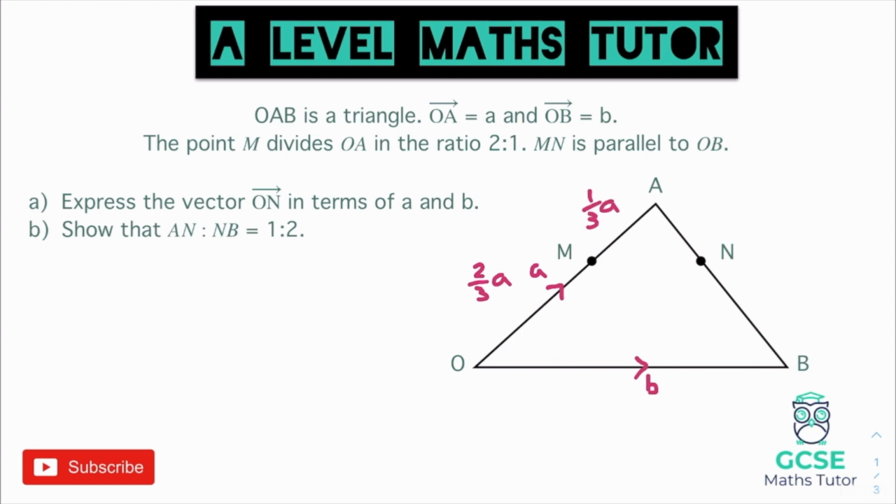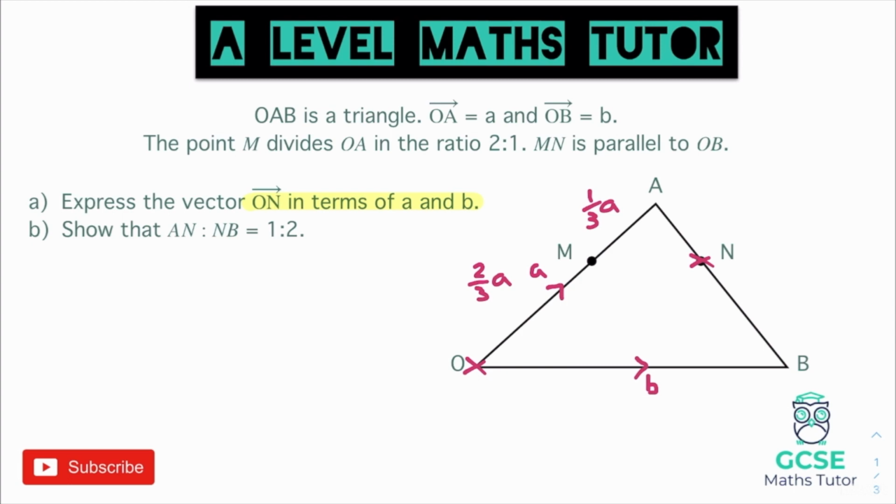Now for the first part of the question, it says express the vector O to N in terms of A and B. So we want to get from O at our starting point here all the way over to N. So we're going to look at some vectors to start with. Now moving from O to A is easy enough, but A to N is a little bit trickier.